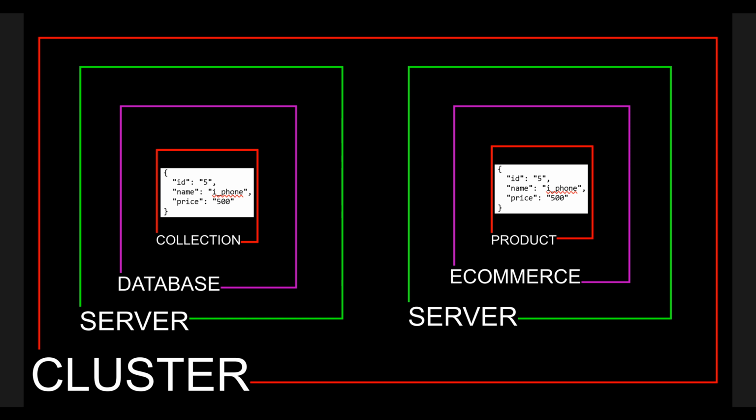Next one is fields. Fields are the key value pairs inside a document. In this example above, name and price are the fields. MongoDB allows documents inside the same collection to have different fields. This gives developers more freedom compared to traditional SQL databases.